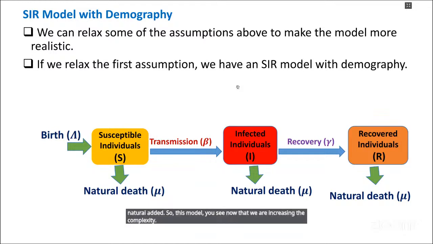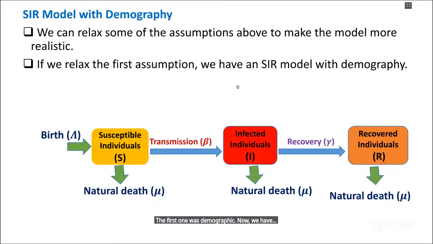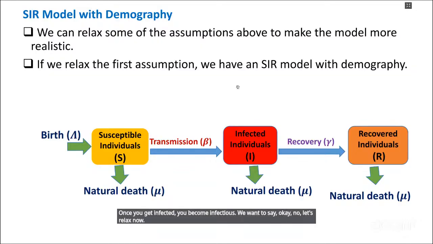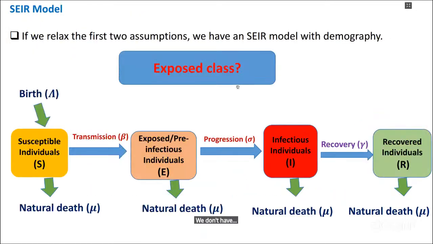The first one, no demography. Now we have done one with demography, trying to replicate real life more. Now, let's relax the second one again. The second one says, once you get infected, you become infectious. We want to say, okay, no, let's relax that. We now have this model. So if we relax the first two assumptions, we have an SEIR model with demography.